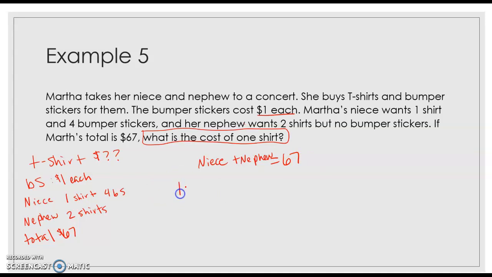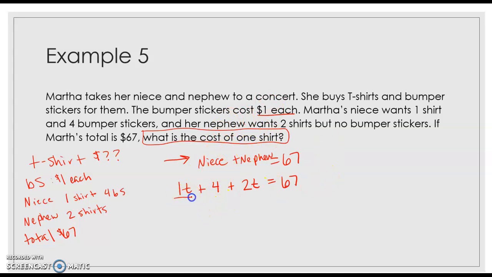So the niece wants 1, I'm going to call it T for t-shirt, right? Plus 4 bumper stickers at $1 each, which would be $4. Plus what the nephew wants, which is just 2 t-shirts. And that is all going to equal 67. Right? Sometimes it is nice when we're doing equations from word problems to write it in words. And not necessarily all words, but like the fact that we're taking what the niece wanted plus what the nephew wanted, it was going to equal $67. And then we could plug in what we knew about what each of them wanted. From here, we're just solving.